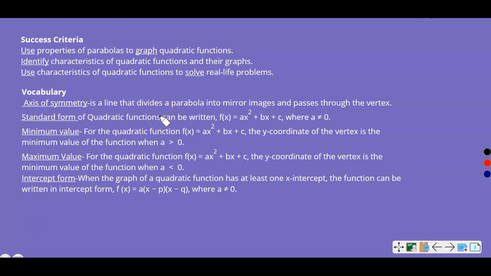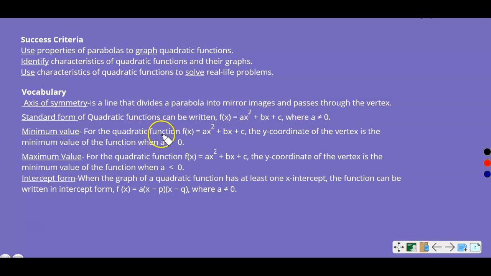All right, there are several important vocabulary words today. Make sure these are in your notes. Please copy these in your notes. So the axis of symmetry is a line that divides a parabola into mirror images and passes through the vertex. Standard form of a quadratic function can be written as f of x equals ax squared plus bx plus c, where a is not equal to 0.